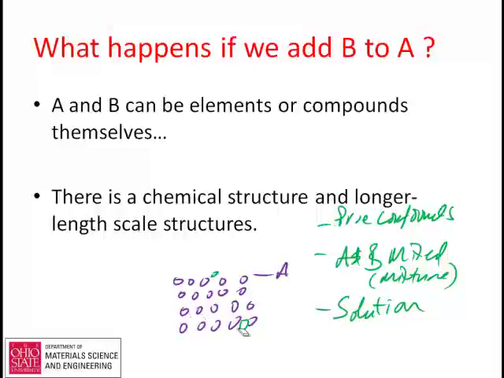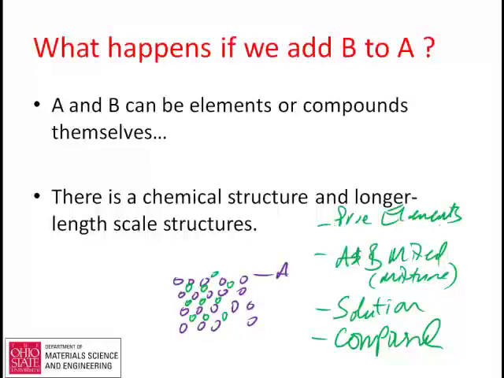Erasers having trouble with some of these. Or I could have an ordered array where maybe I've got a B in every one of these sites here, like this, so I could also form a compound. So all of these ideas of, I should say, pure elements up here.